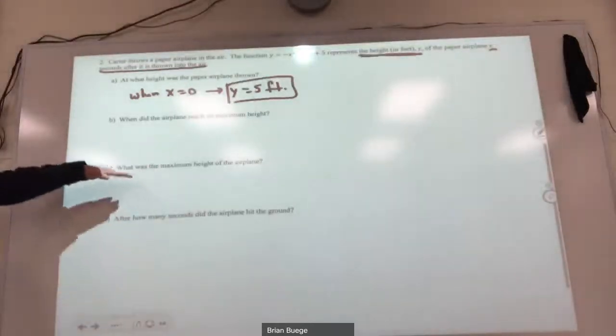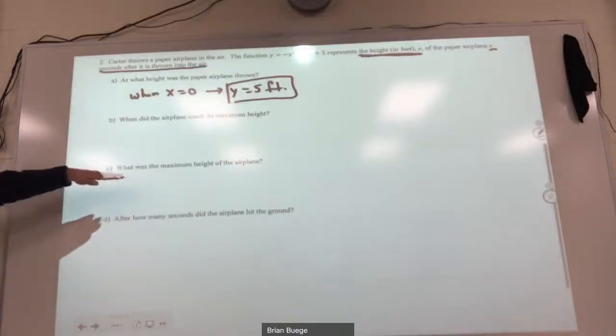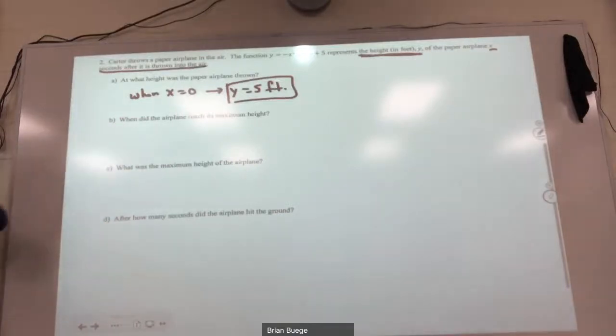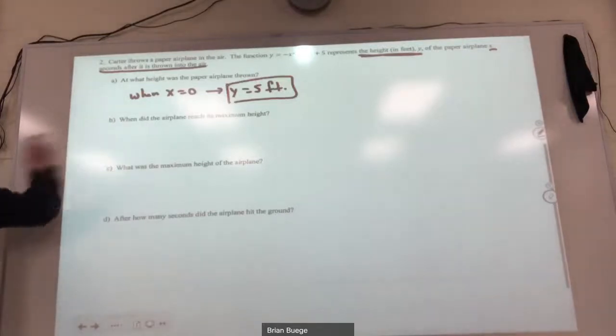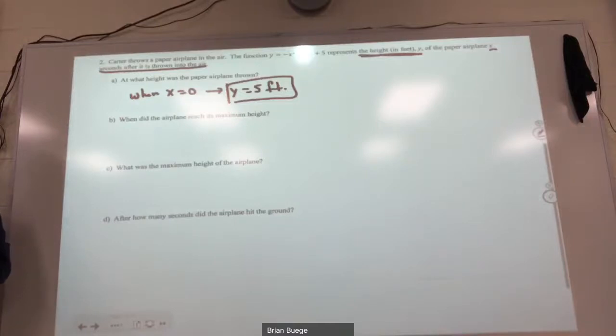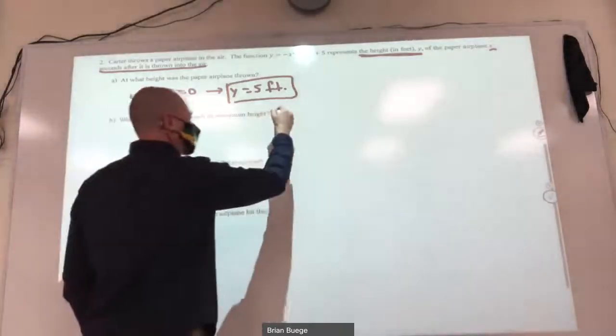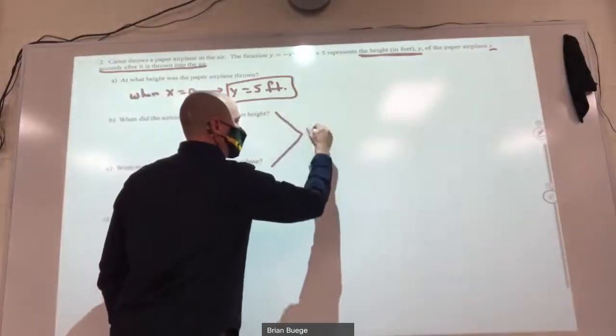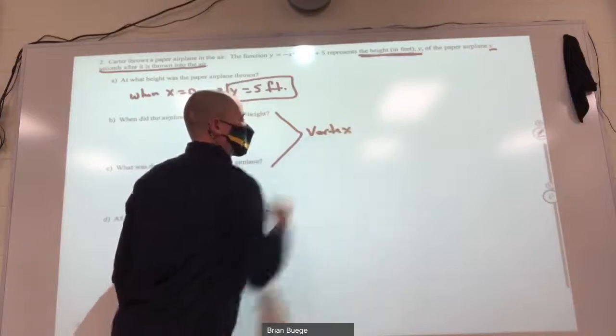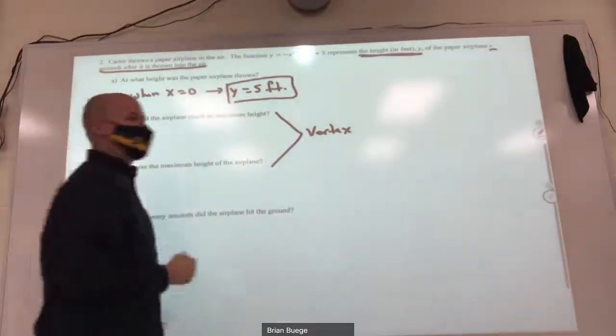Now, if you take a look at B and C, they kind of go together. When did the airplane reach the maximum height, and what was the maximum height? I say B and C go together because what am I really asking you to find in B and C? The vertex. The maximum height is the vertex. So that's what this is saying. Find the vertex. Let's actually go ahead and do it.